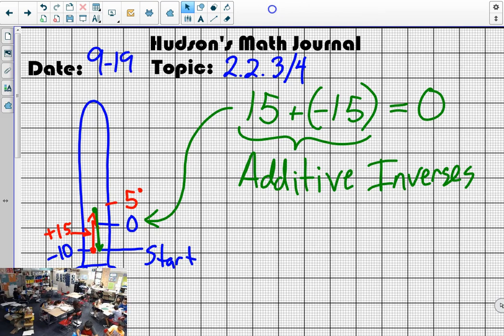Alright, work on 248 if you have yet to. If you finish 248, please move on to question 56. I want you to solve these as easily as possible.